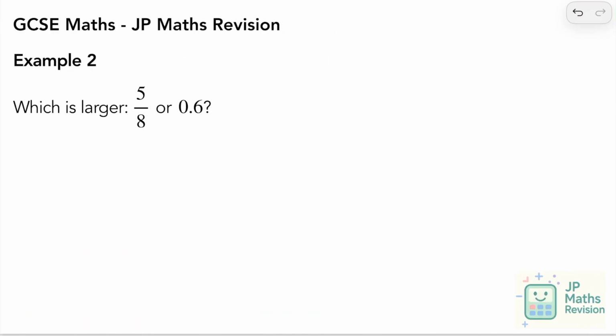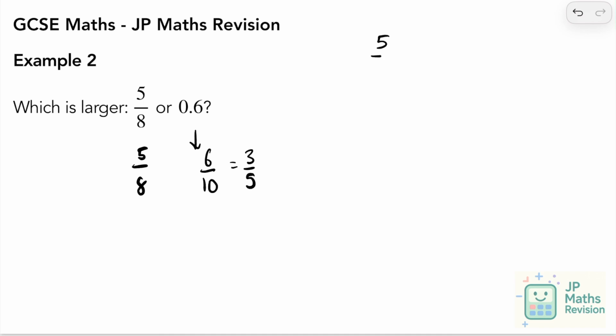So this one here, we're trying to compare which one's larger. So again, they both need to be the same format. So this time I'm going to do them both as fractions. So 5/8, that's already a fraction, so we can leave that one as it is. But 0.6, I need to get that into a fraction. So 0.6 is going to be 6/10, and that simplifies down to 3/5.